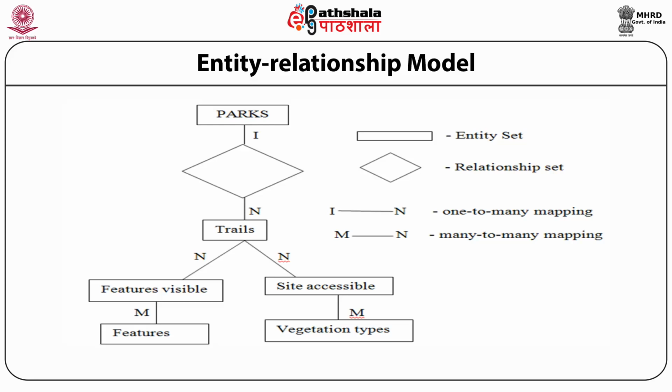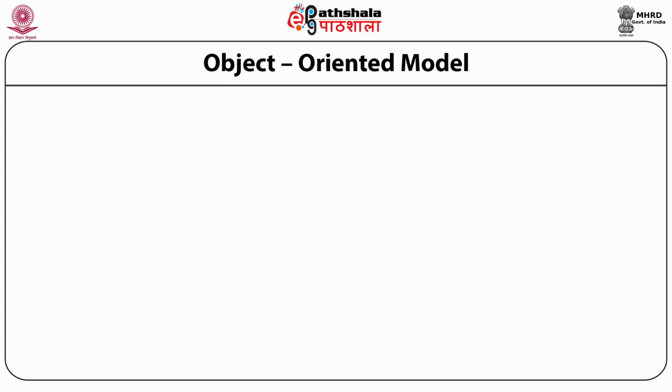So if you see, there is a kind of many to many relationship between trails and features, and trails and vegetation types. It is an object-oriented model. In the object-oriented model, we have first of all the object. An object is nothing but any kind of entity. An entity can be a computer program, or it can be a set of data. Then each object possesses certain characteristics. We call these characteristics properties.